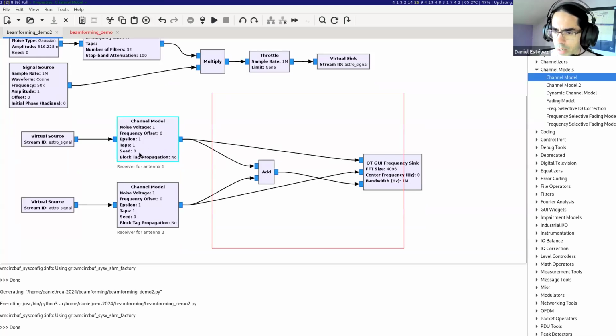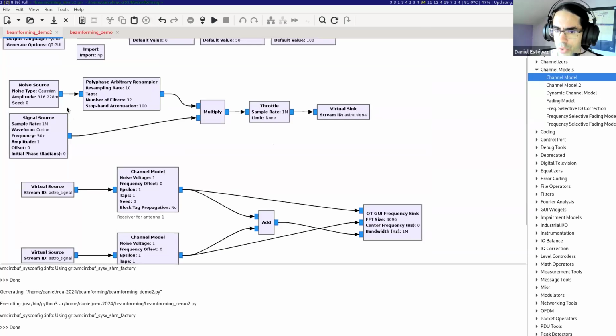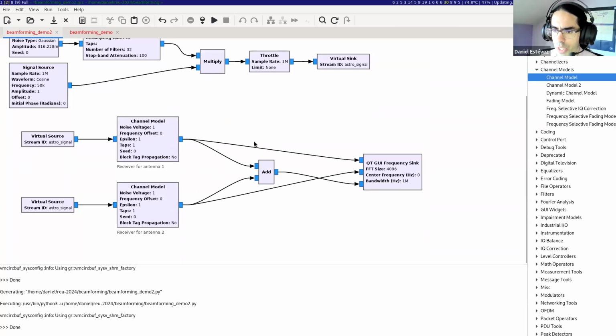What is very important here is there is this seed parameter on each of these blocks. And if you notice, any block which is able to generate random noise or any other kind of random signal has a seed parameter. The seed is used for the random generator. So if you use the same seed, you are guaranteed to get the same results. That might be quite helpful in simulations where you want to have reproducible results.